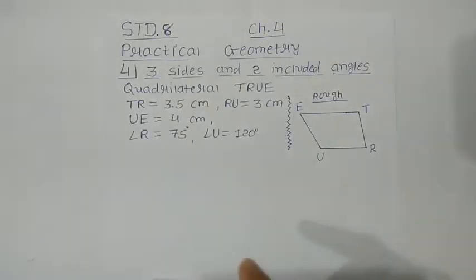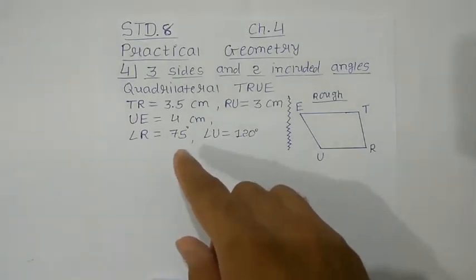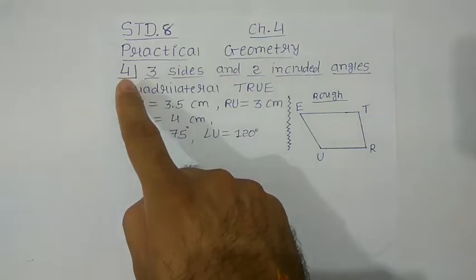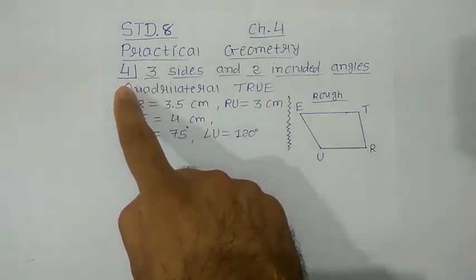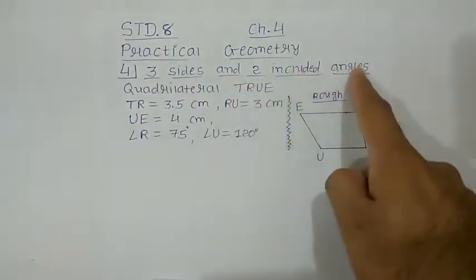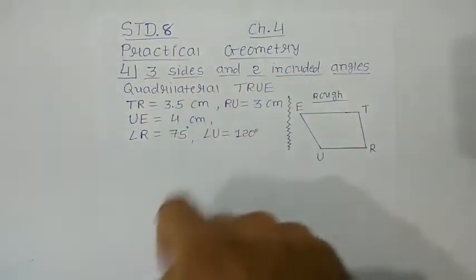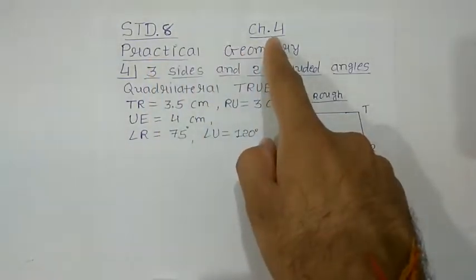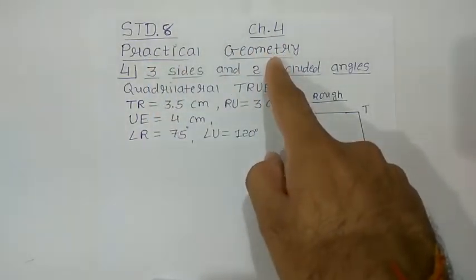Hello students, today we will study the fourth type to construct a quadrilateral. And what is the fourth type? That is, if we have given the three sides and the two included angles, then how to construct a quadrilateral. This is the topic of standard 8, chapter number 4, practical geometry.